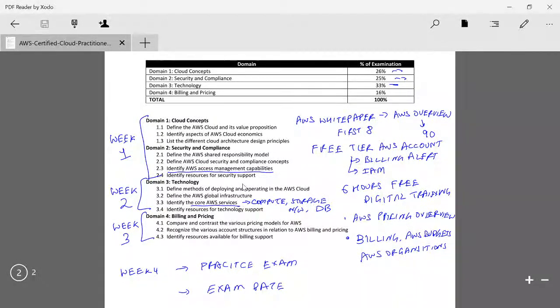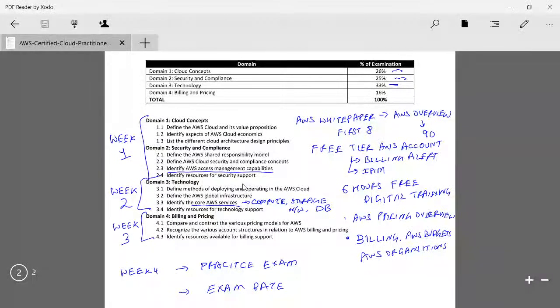And then week four is based on billing and pricing. Feel free to watch the recording session of that on the YouTube channel. We have covered mainly the AWS pricing overview white paper, and then we did a bit of hands-on on billing, AWS Budgets, and AWS Organizations. It's more theoretical, but it's very important. It says that it's 16% of the paper, but you might feel it is a bit more during the exam.